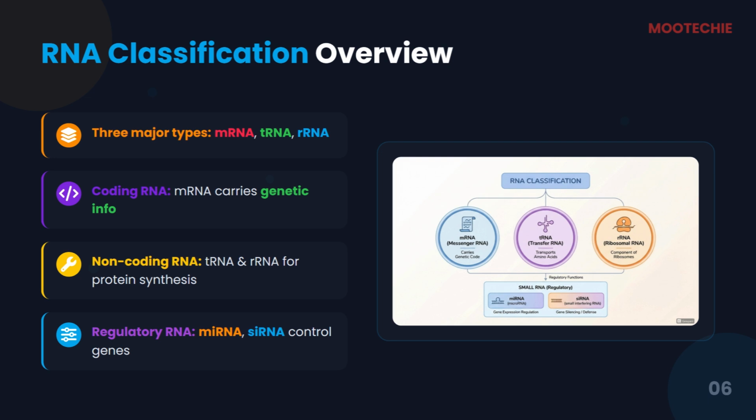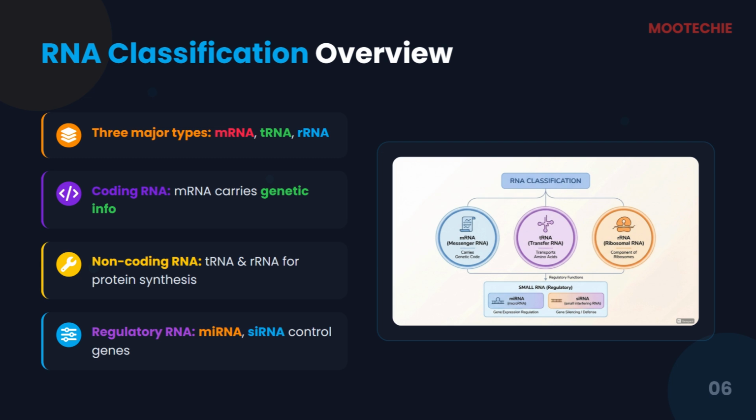Next, we explore how RNA is classified. There are 3 major classic types: mRNA, tRNA, and rRNA. We have coding RNA, which is mRNA. It carries the genetic code. Then we have non-coding RNA, which includes tRNA and rRNA. They are essential for protein synthesis, but don't carry the code themselves. And we have regulatory RNAs like miRNA and siRNA, which control gene expression.